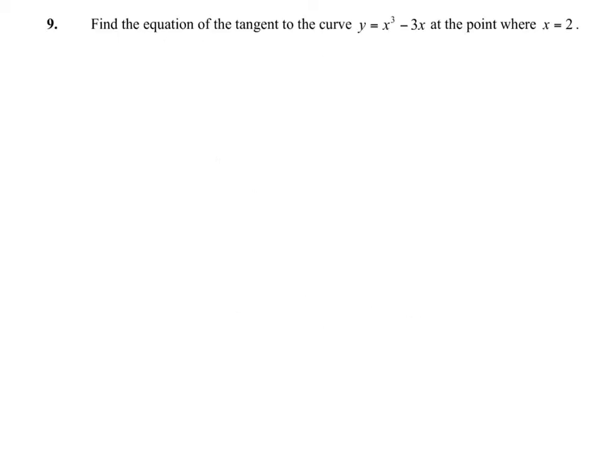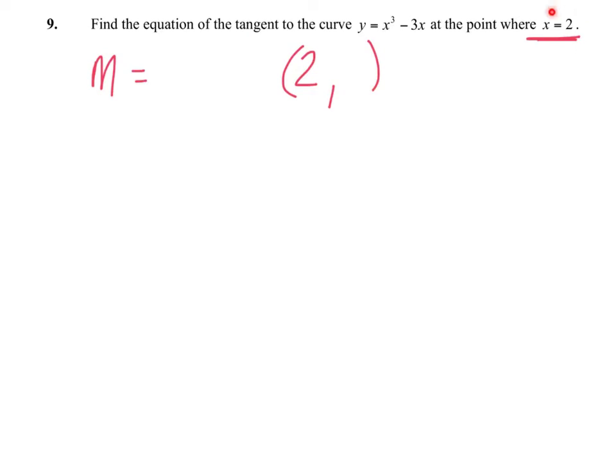Question number 9. Find the equation of the tangent to the curve y equals x cubed minus 3x at the point where x equals 2. So we're asked to find the equation of the tangent. Now the first thing we should realise is that the tangent is a straight line, which means what we need is m, the gradient, and a point. So right now what we're told is that the point we're looking for is x equals 2, which means we know part of our point already. That means we need to know our y value from our point so that we can fill it in here.